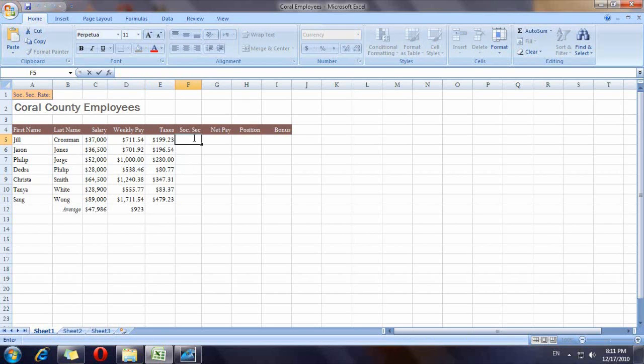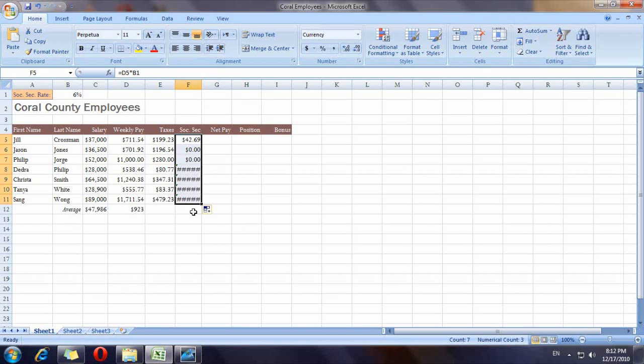Okay, now for Social Security. Before I find the Social Security, first I'm going to enter the Social Security rate, which is 6%. So 6%, and now I'm going to find the Social Security, and to do that I have to multiply the weekly pay by 6%. So equal sign weekly pay times B1, and then pull it down.